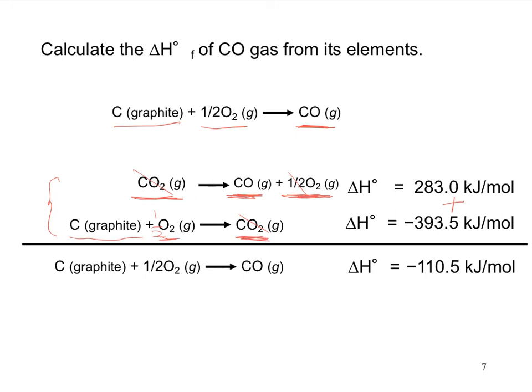As a result, we have graphite react with half of the oxygen molecule to produce, or actually 1 mole of graphite to react with half mole of oxygen to get 1 mole of carbon monoxide. By definition, the enthalpy change of this reaction is the formation of the enthalpy of carbon monoxide, which is negative 110.5 kilojoule per mole.